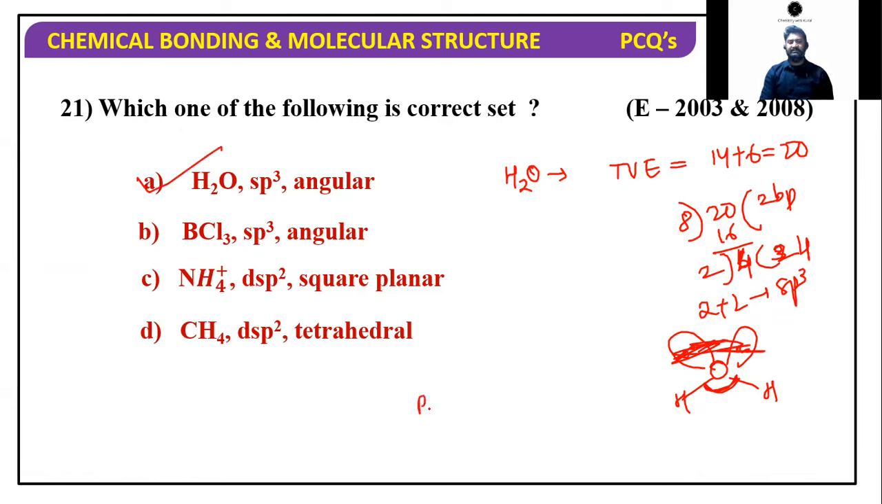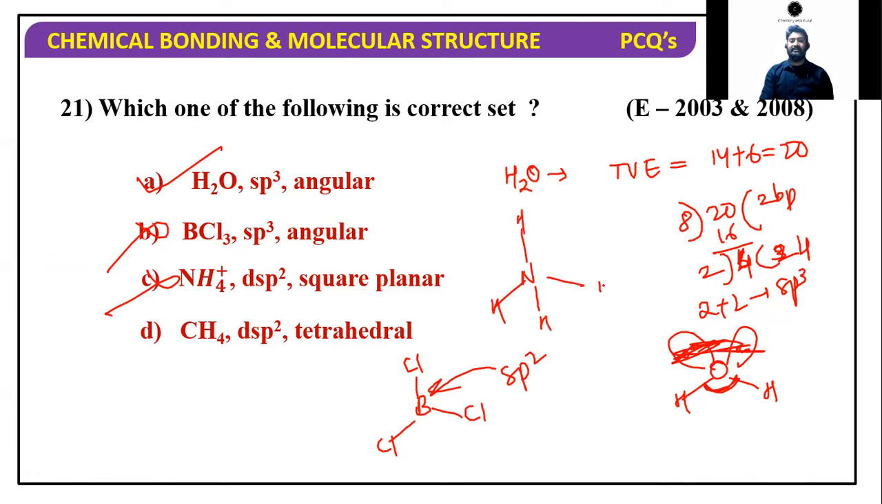BCl3 looks like this. See? Therefore, it has only 3 sigma bonds. You can use the shortcut. The answer is sp2. So this is not the answer. Ammonium, it will be tetrahedral. Not the answer. Actually, it is tetrahedral. You can use the shortcut that I've discussed to find it.